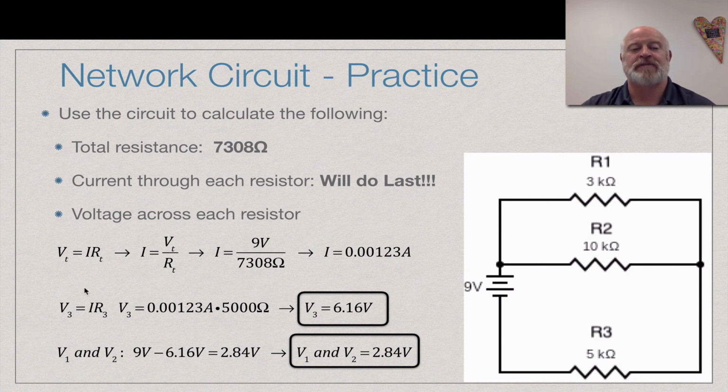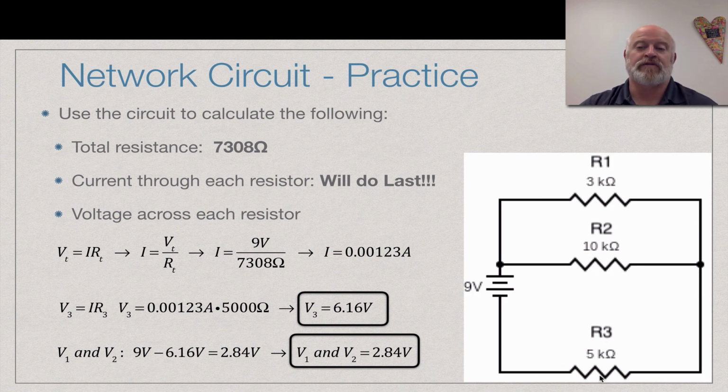which means I now can use the same equation to find the voltage just at R3. So the voltage drop here is going to be my total current, because it has to all pass through this resistor. It's not branched yet. Times my resistance, I get 6.16 volts. So of the 9 volts, 6.16 get used in this resistor.